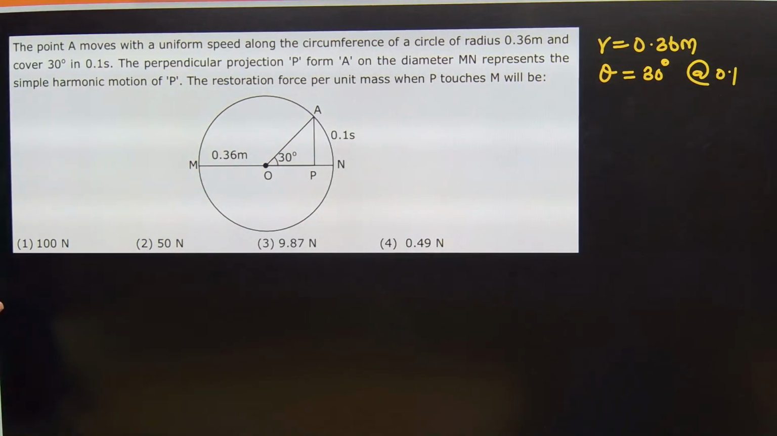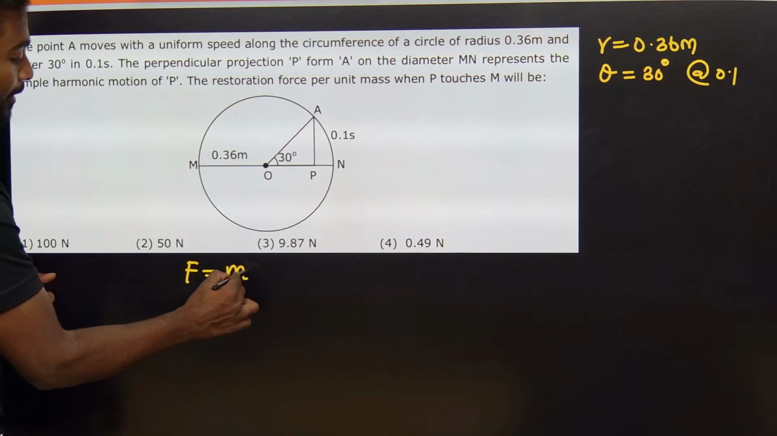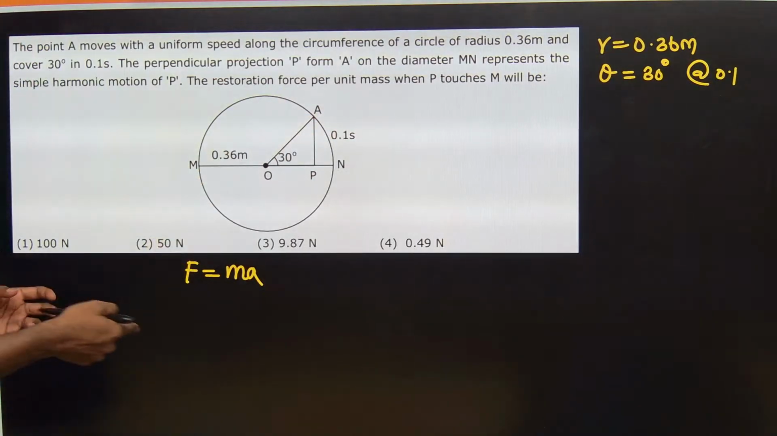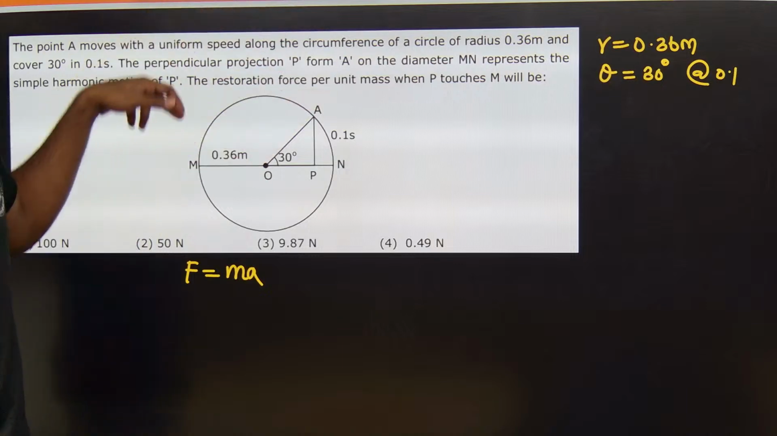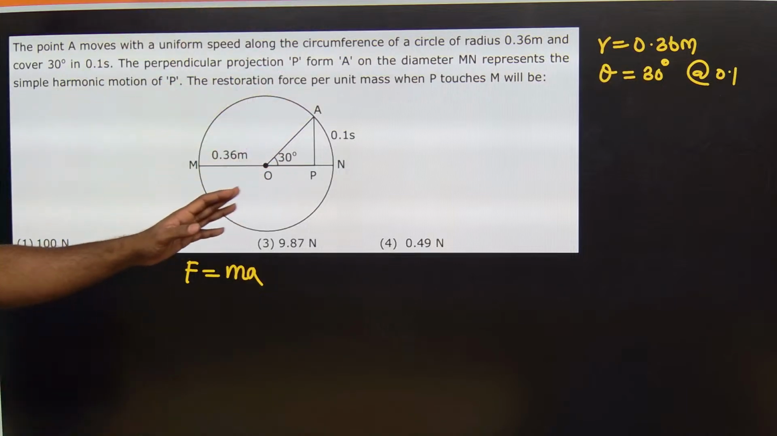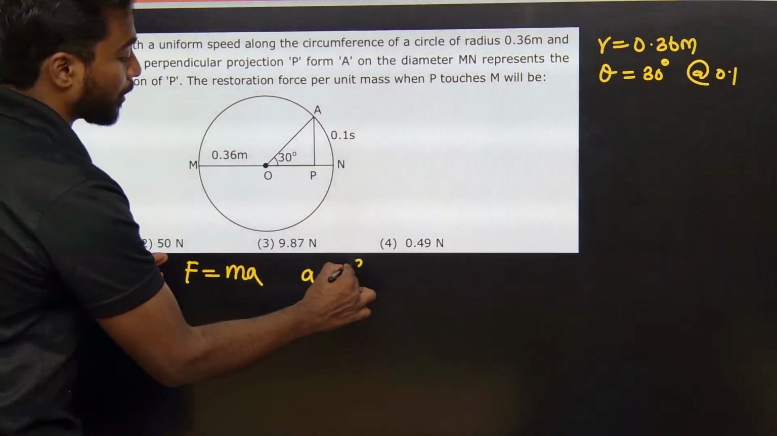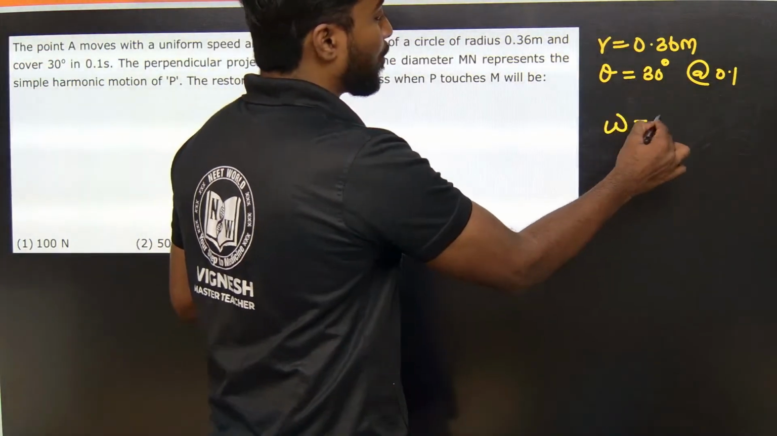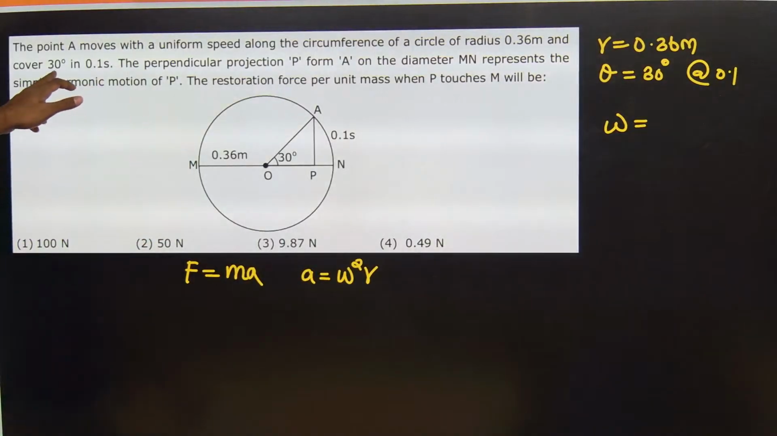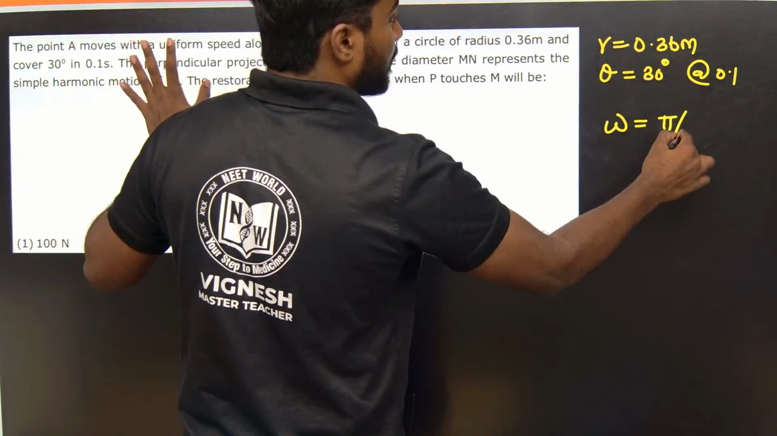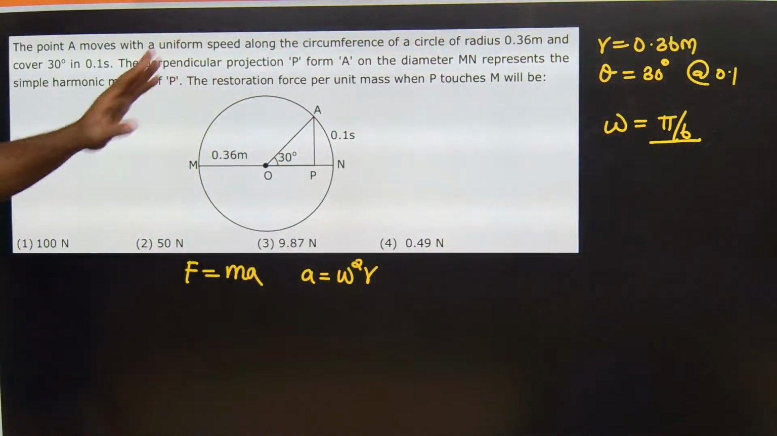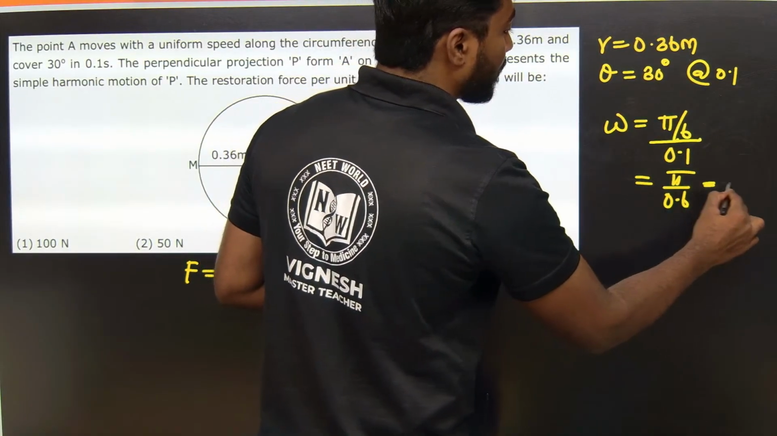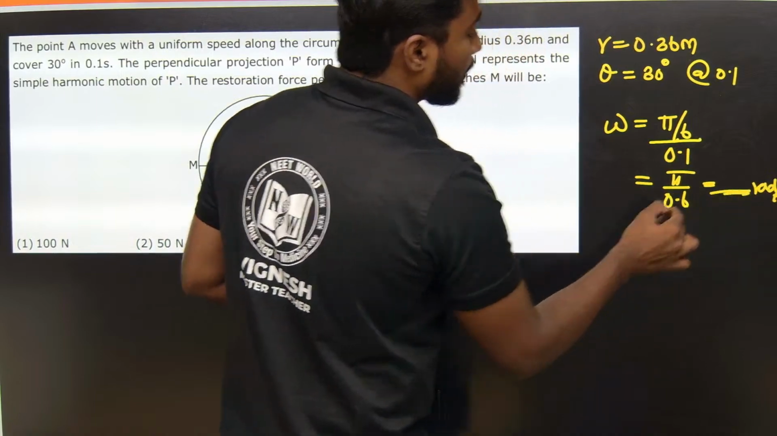So what is the formula for force now? Force is nothing but mass into acceleration. But I can't take acceleration directly now. In this case, I should consider acceleration with respect to omega, the angular velocity. I will find the angular velocity first. But a will be equal to omega square r. I will keep it as it is now. I need to find omega. So how much angle has it revolved? 30 degree, which is π by 6, and time is given as 0.1 second. So it is π by 0.6, convert this to radians per second.